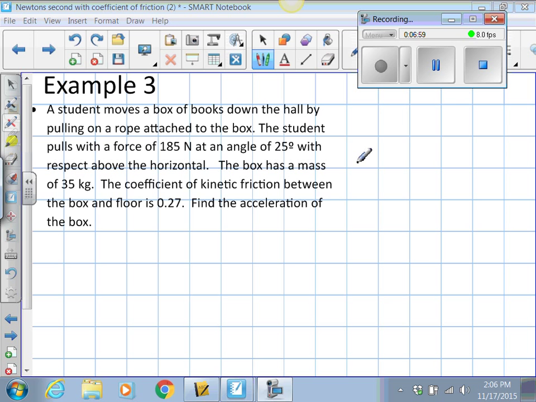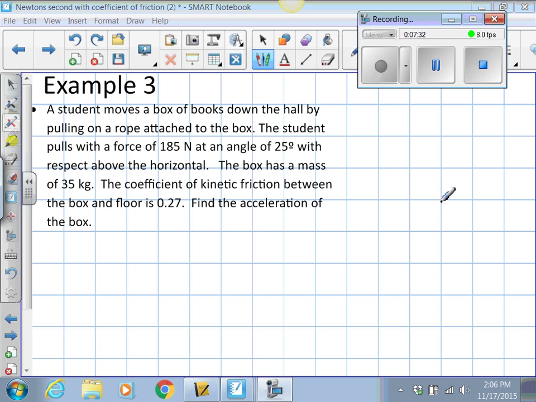In this case, we've got a box of books pulled down the hall by a student, and they're pulling on a rope attached to the box. The student pulls with a force of 185 newtons directed at a 25-degree angle with respect to the horizontal. The box has a mass of 35 kilograms. The coefficient of kinetic friction between the box and the floor is 0.27. Find the acceleration. Okay, so let's start by finding all the forces that are at work here.